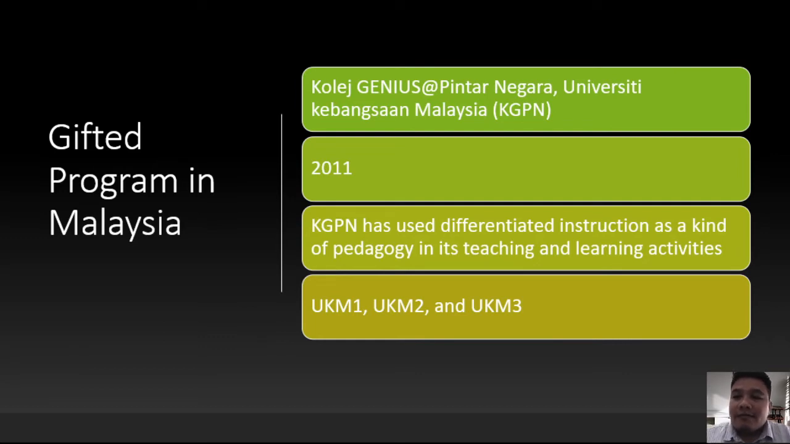Alright, about the gifted program in Malaysia, it started in 2011. The school for this program is called College Jenis Pintar Negara, Universiti Kebangsaan Malaysia. College Jenis Pintar Negara also uses differential instruction as a kind of pedagogy in its teaching and learning activities. Students that enroll in these schools are selected from throughout Malaysia based on three tests: UKM1, UKM2, and also UKM3.